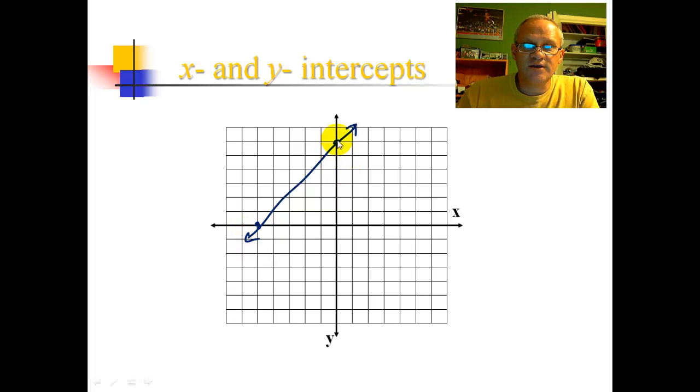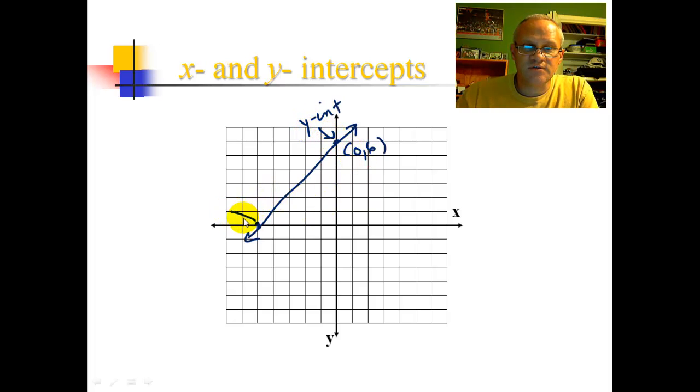And what is this point right here? Well, it's 1, 2, 3, 4, 5, 6. It's 6 up, so it's 0 for x. Sideways it's 0, but it's 6 up, so that's 0, 6. Well, what is that point right there? That's where our line crosses the y-axis. So this is the y-intercept. Notice the y-intercept, x is 0.